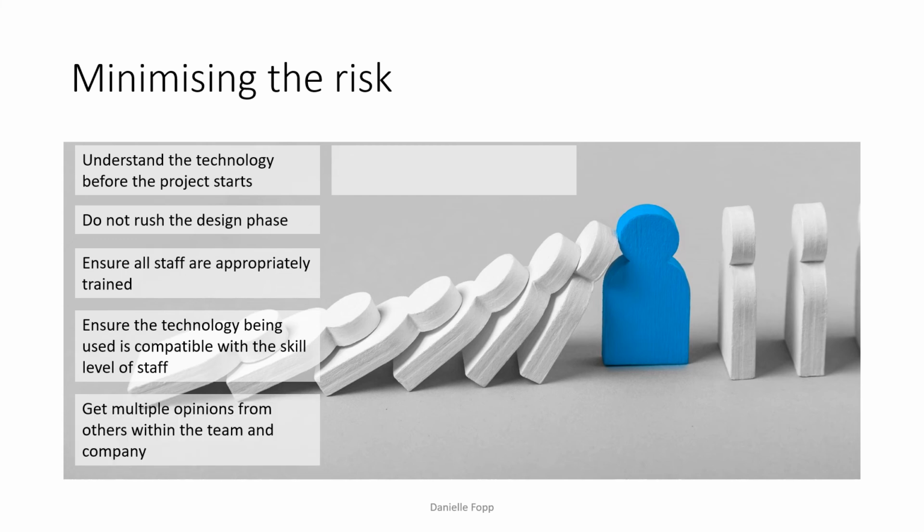We need to make sure that we get multiple opinions from others within the team and company. So if one person's saying, yes, I can do this, well, can the team do it? Can everyone do it? Then we need to avoid over-optimism in the assessment of risk, which is a really common factor that we see both in students and in industry. You want the project to go ahead, you're excited about it, you've seen the profits, you're like, woo! What we need to make sure is that we're not being overly optimistic and minimizing the risks.